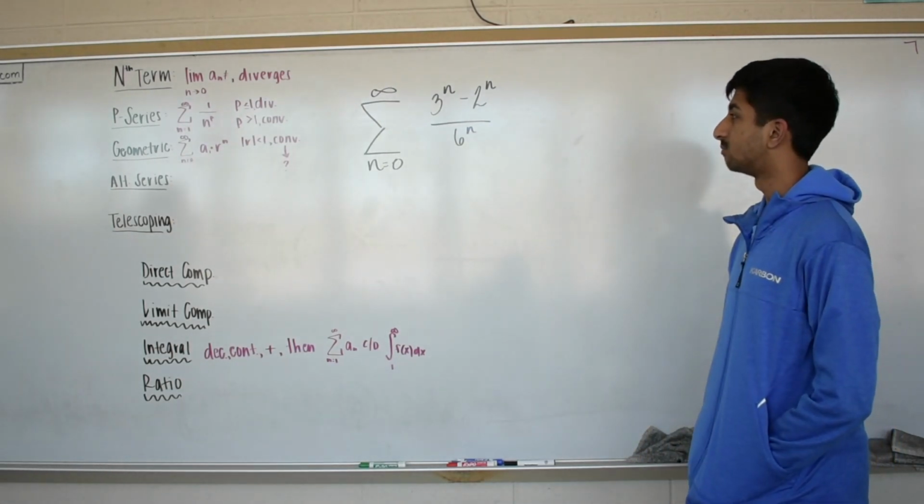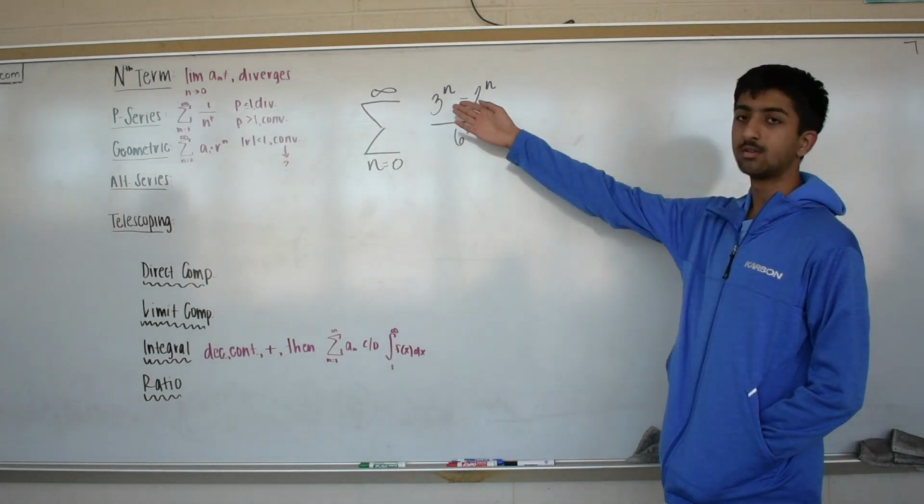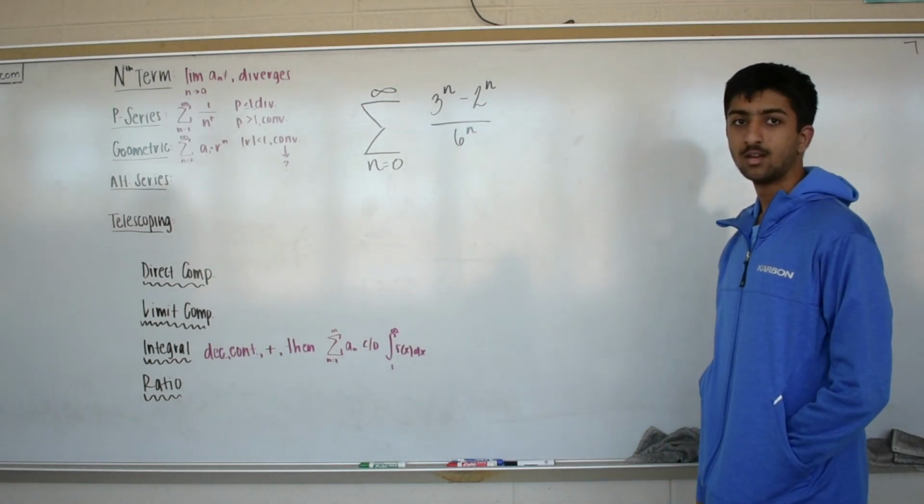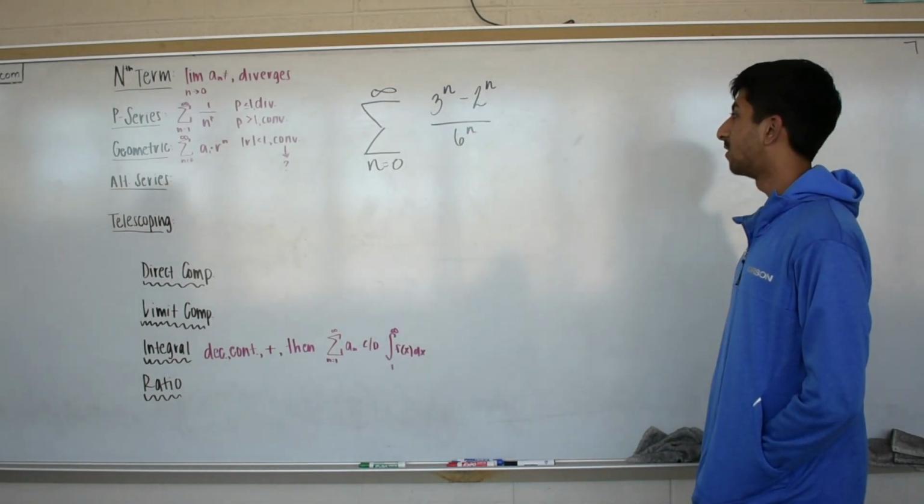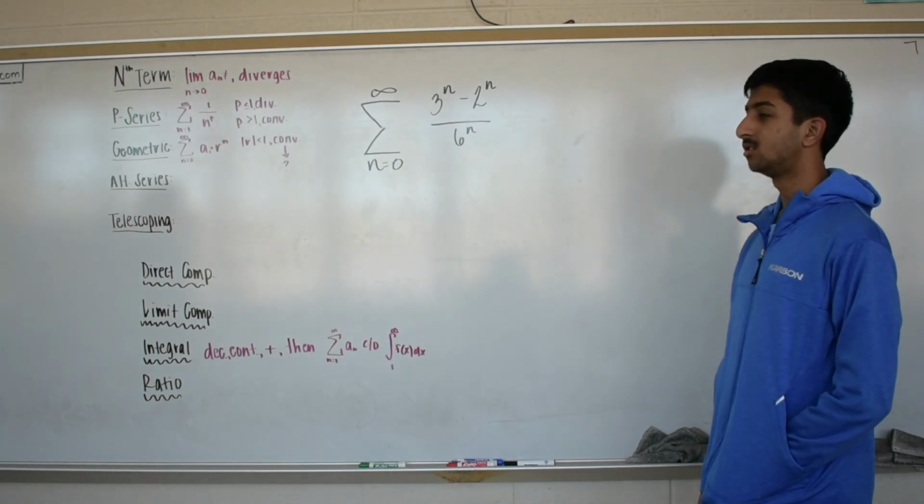You should see that 6 to the n is probably a lot bigger than 3 to the n. I mean, at least to me, that's kind of intuitive. So then we're gonna assume that this series converges.